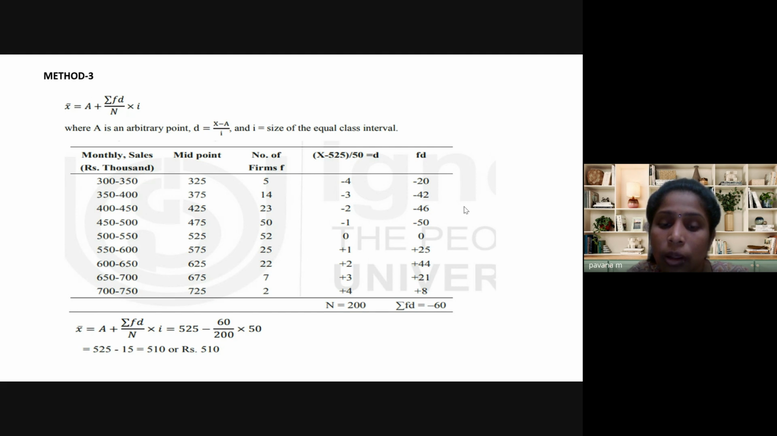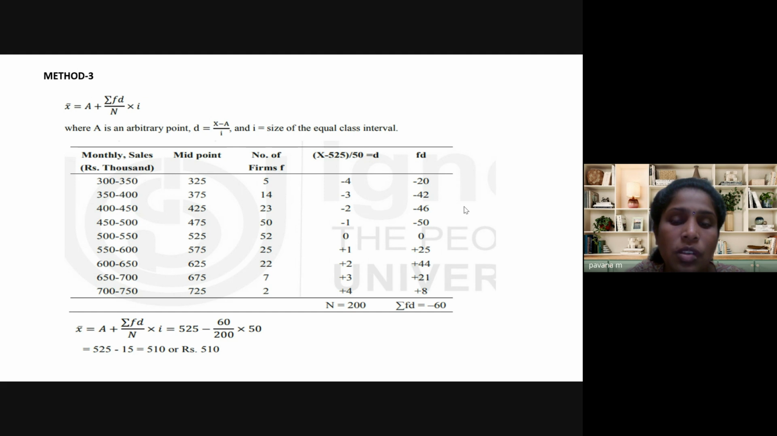Here n is the sum of all the values of f. Here he has given the n value at the lower level of d, but it is not the sum of all the d's, it is the sum of all the f's that is called n. 5 plus 14 plus 23 plus 50 plus 52 plus 25 plus 22 plus 7 plus 2, that is n equal to 200. And sigma fd is minus 60. So now apply these values in the formula. X bar is equal to a plus sigma fd by n into I.